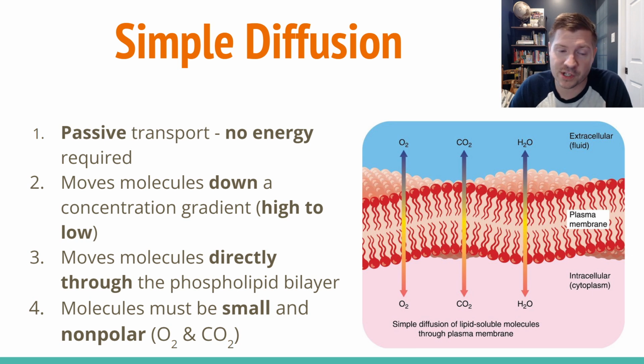Okay, as we've discussed before, in order to cross the cell membrane, the phospholipids, it helps to be small and it helps to be not charged, nonpolar. Things that are big and charged have a lot of trouble crossing through. So this is the main way cells take in oxygen and expel carbon dioxide.